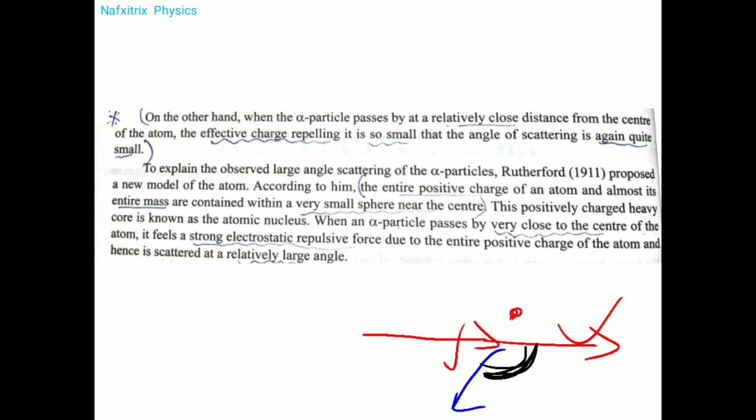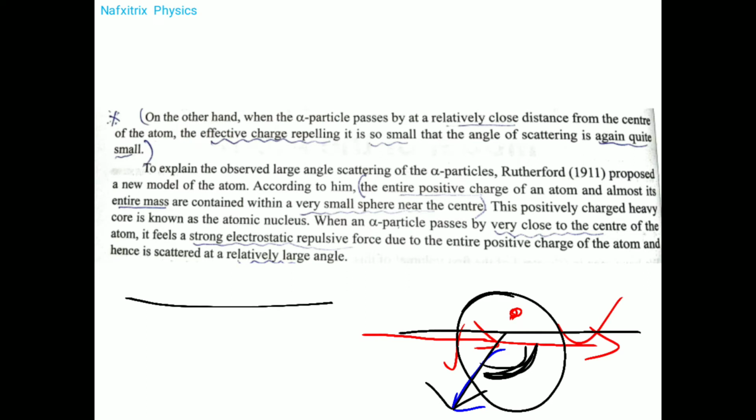The angle between the incident direction of the alpha particle and the scattered direction of the alpha particle is nothing but the angle of scattering. This entire concept is based on this angle of scattering. If we understand what the angle of scattering is, then we can understand this entire thing easily. So the very basic thing we need to understand is the angle of scattering.